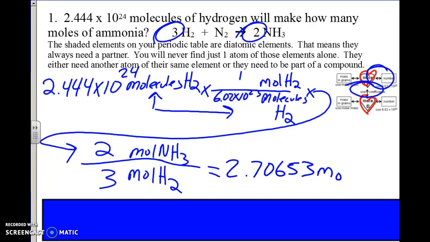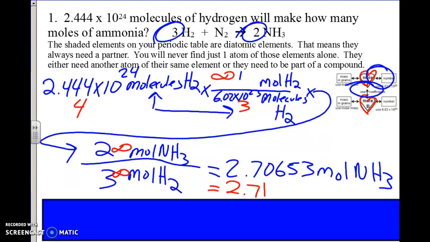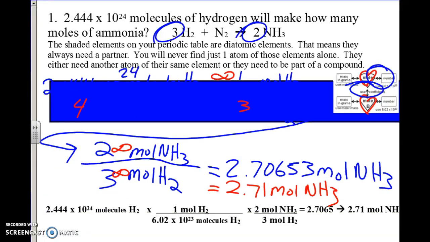2.70653 moles of ammonia. But now we've got to go back and look at sig figs. Here I have 4 sig figs. Here I have infinite. Here I have 3. Here I have infinite. Here I have infinite. So if I look at all that, my smallest number of significant digits is 3. So this would be 2.71 moles of NH3. If you want to look at a prettier version of that, right there you go.